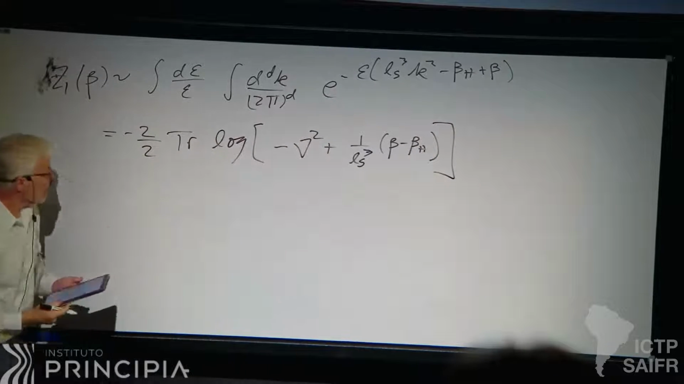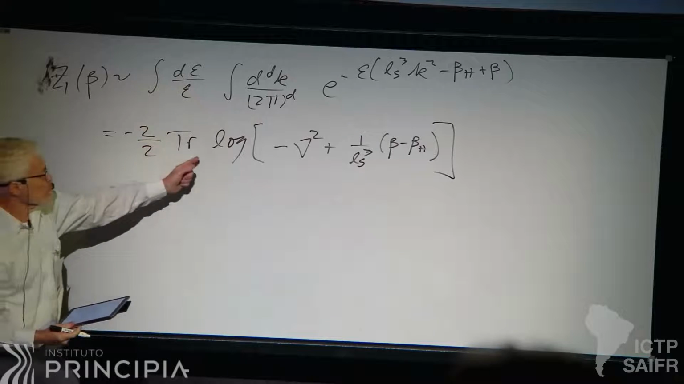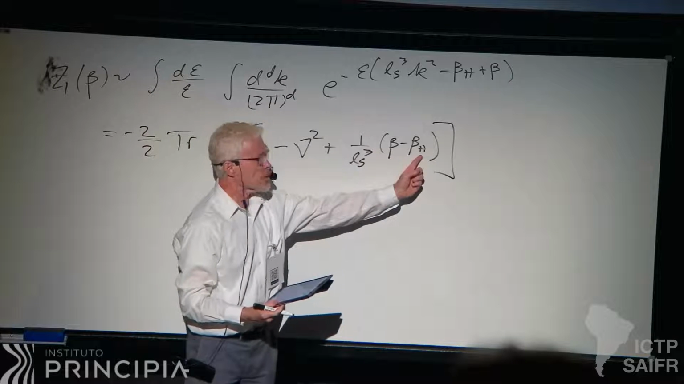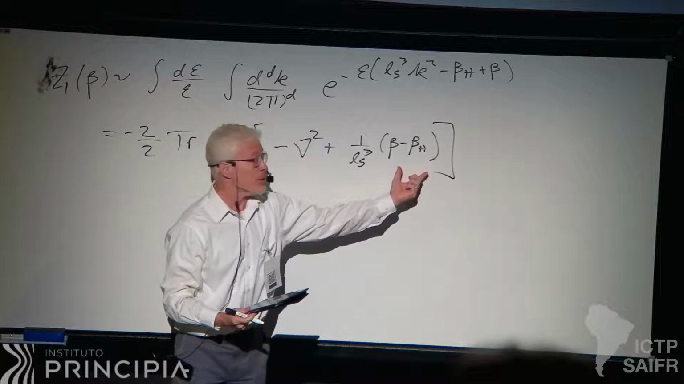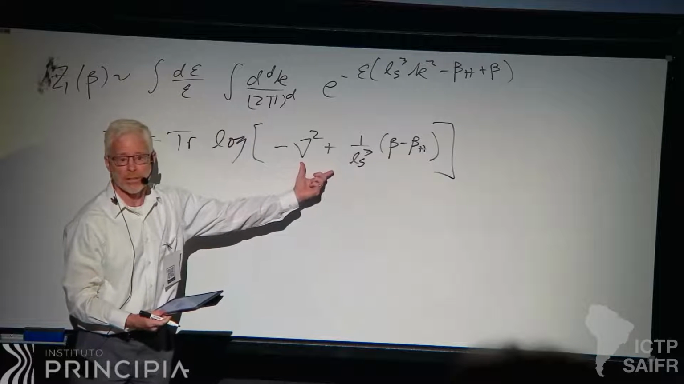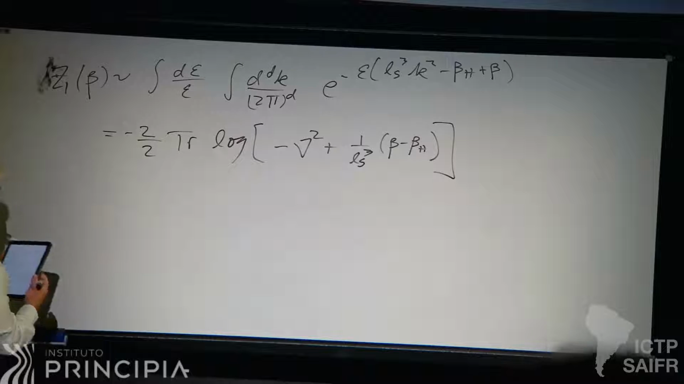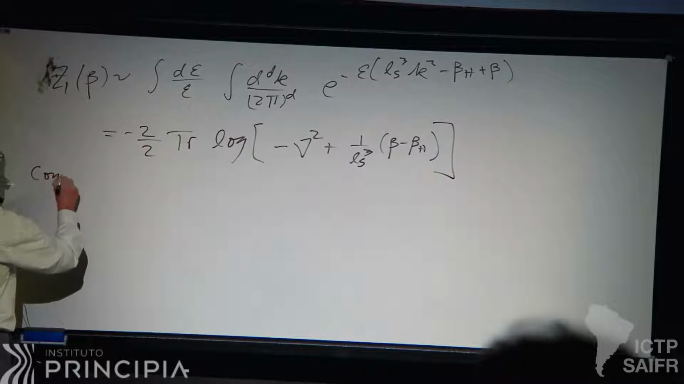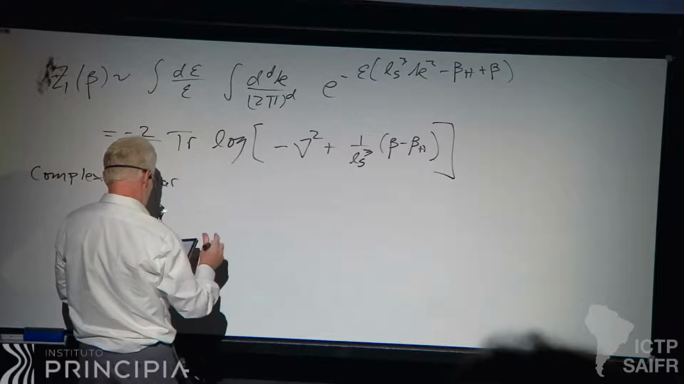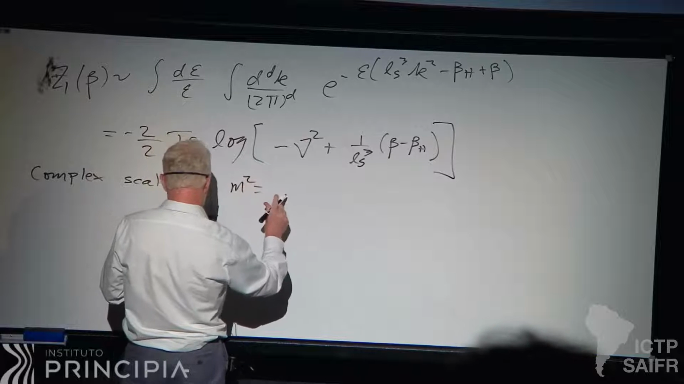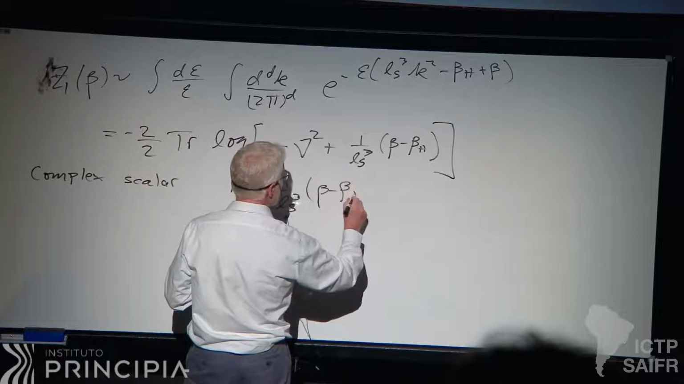Okay, so what's going on? Well, this is basically the free energy. And you can see I wrote this as 2 over 2. And so basically what's happening is that as beta approaches this constant beta h, I end up with a massless field here. And this would be the contribution of a massless complex scalar with this mass term here. So basically what you see is that you have a complex scalar with its mass squared equal to 1 over ls cubed times beta minus beta h.